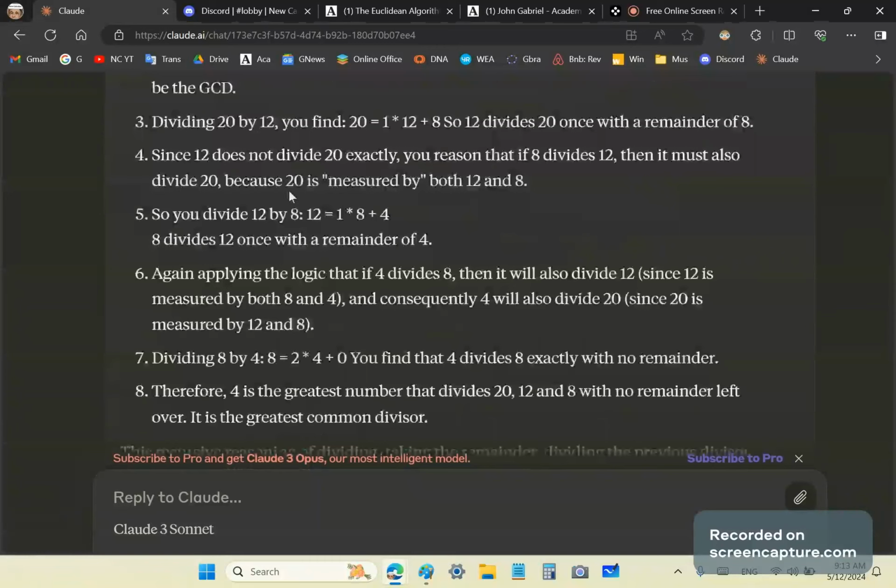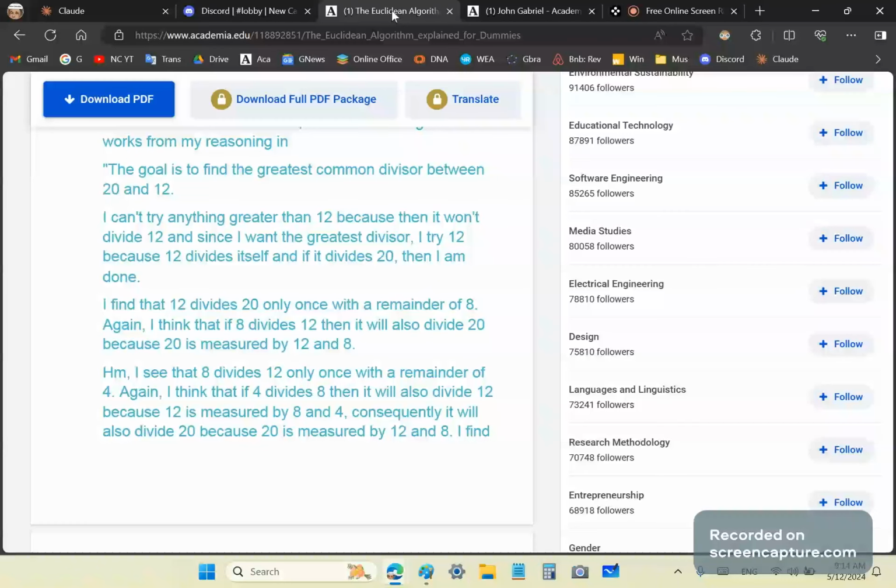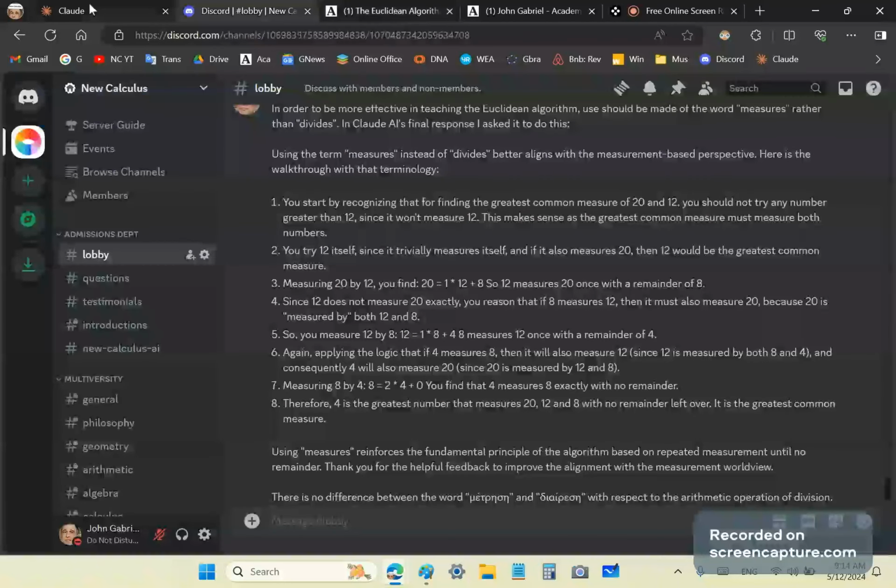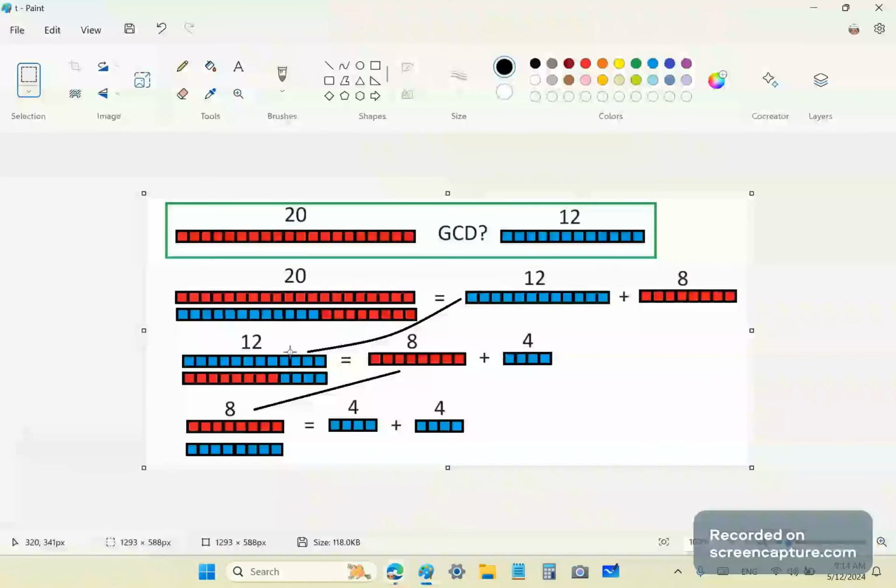Since 12 does not measure 20 exactly, you reason that if 8 measures 12, then it must also measure 20 because 20 is measured by both 12 and 8. I don't know why I chose to use measured here instead of divides. Do you know why? Very simple, because that's what you're doing when you're performing division, right? You're measuring. So basically, if we go to the paint brush, we'll see that 12 and 8 measure 20, okay?